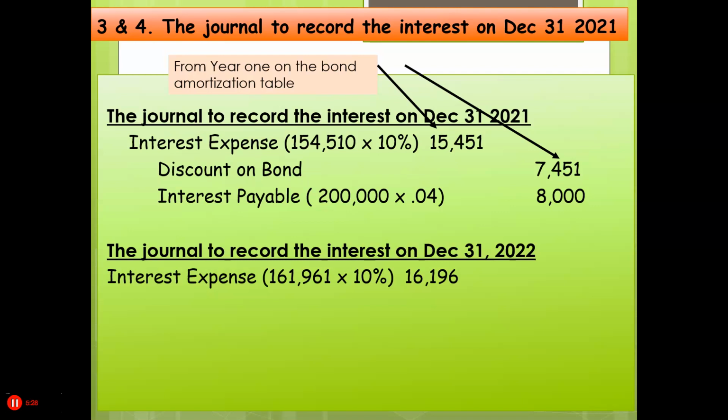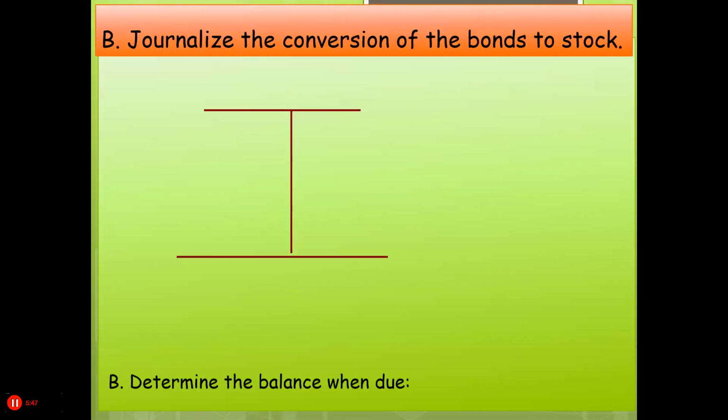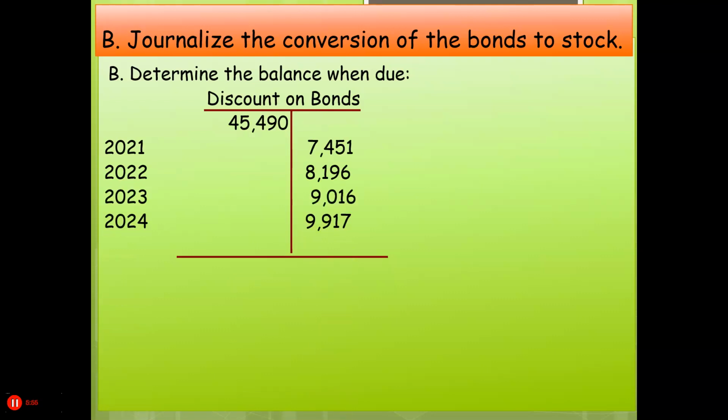So now it's $161,961 times 10%. Interest payable does not change. It's the face of the bond times the rate the bond pays, and the difference is discount on bonds. Now, if we were to look at the account, this is what it would look like as we journalize. Discount on bonds each year for the 5 years, and at the end of the year, that is going to equal 0, and then the net value of the bond is going to be $200,000.